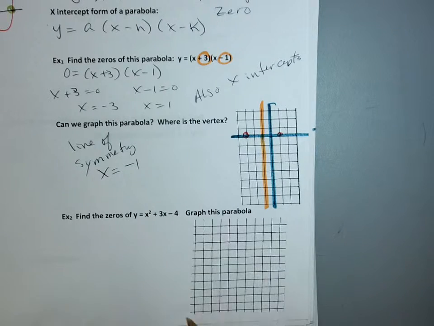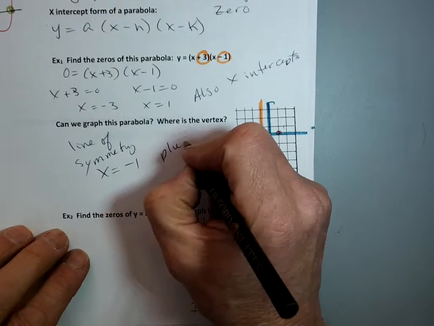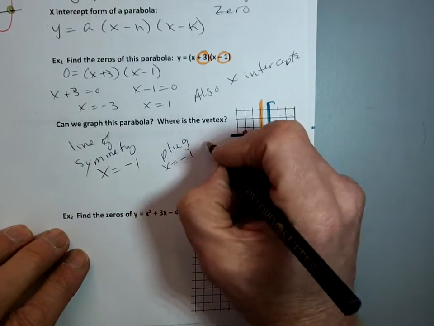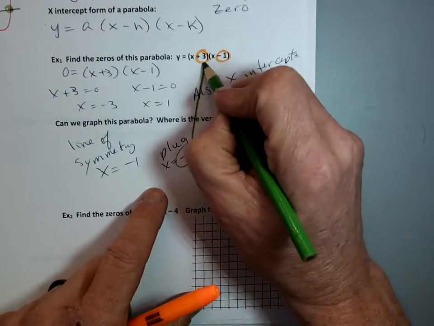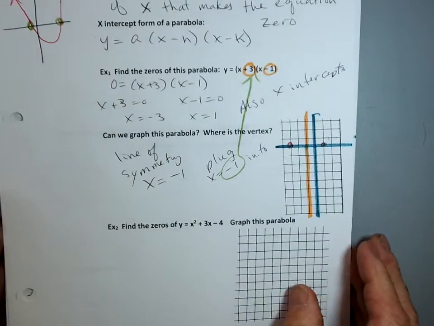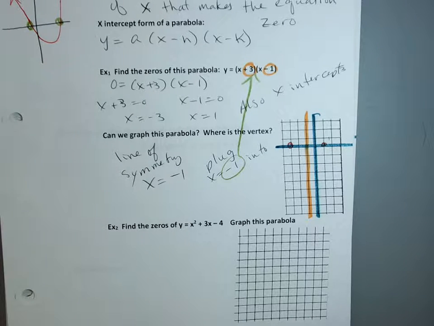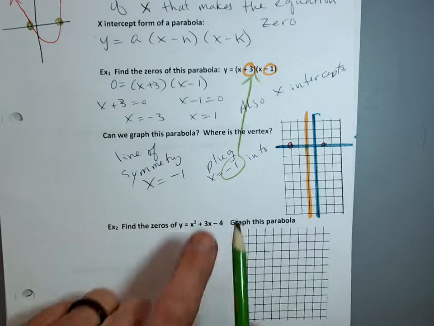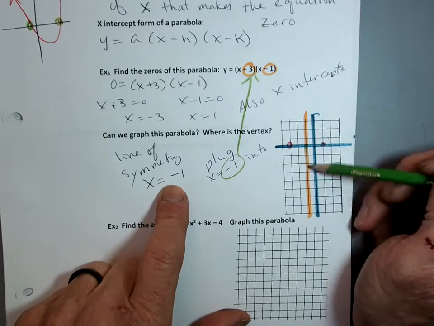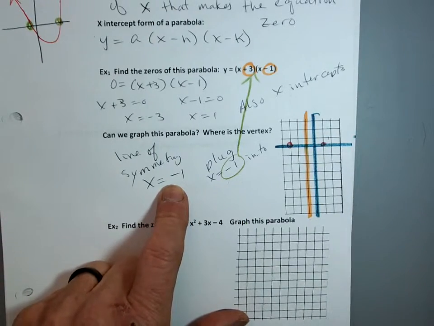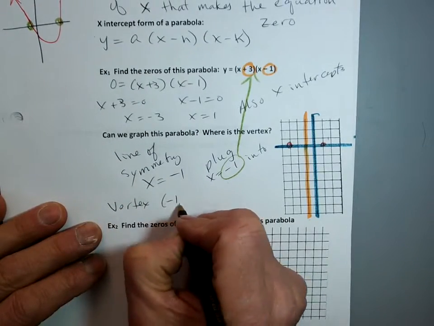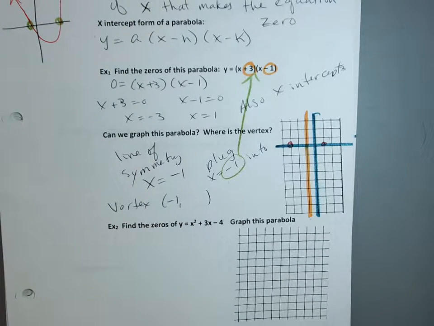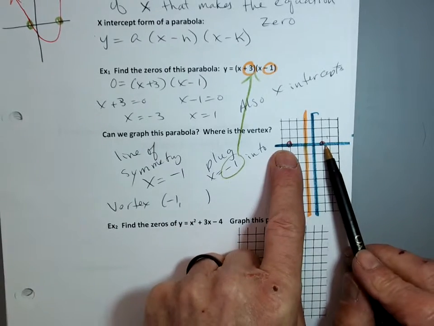So if I want to find the vertex, let's plug x equals negative 1 into our equation, because that's my equation. Plug it in to find the corresponding y value. I agree, that's where my vertex is, right on that line. So my vertex is negative 1, something. Hopefully I'm not going too fast. I'll back up. Okay, I agree with Cameron. Here are my x-intercepts.